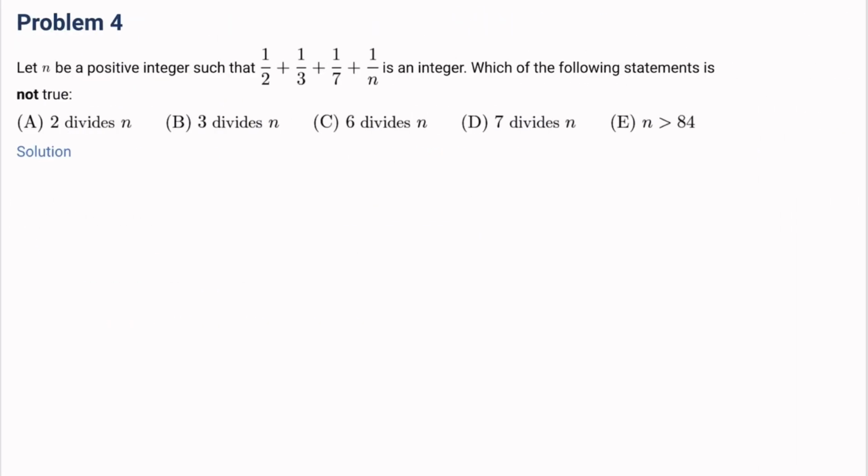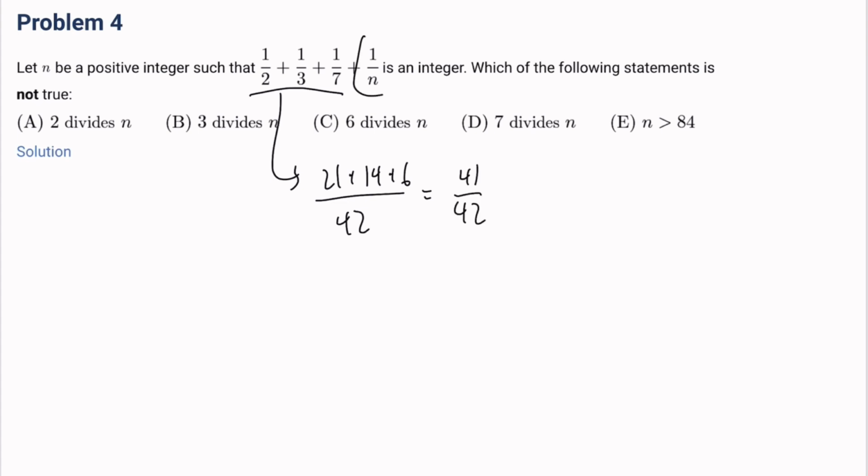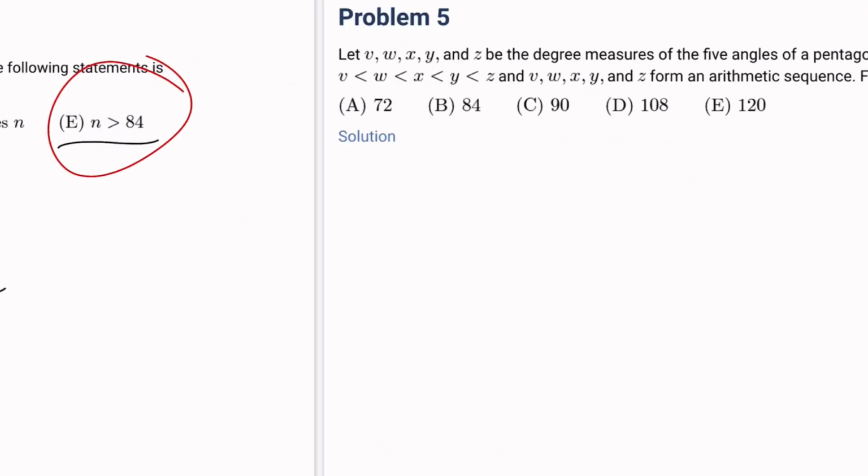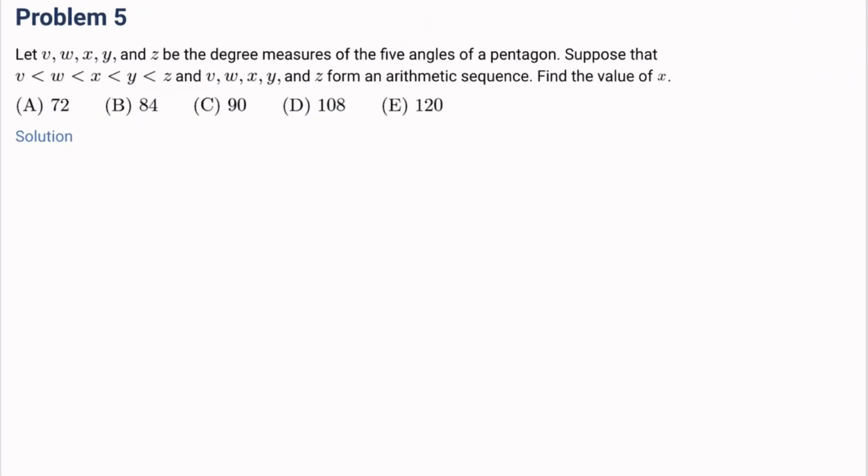Number 4, let n be a positive integer such that this is an integer. Which of the following statements is not true? Okay, so first let's try these 3. If we just compute them, it's all over 2 times 3 times 7, so it's all over 42. Then we have 7 times 3, 21, plus 2 times 7, 14, plus 2 times 3, 6, right? So this is 41 over 42. And so if we want to add 1 over n to be an integer, that means n is going to be equal to 42. So the answer is E, because 42 is not greater than 84. The answer is E.